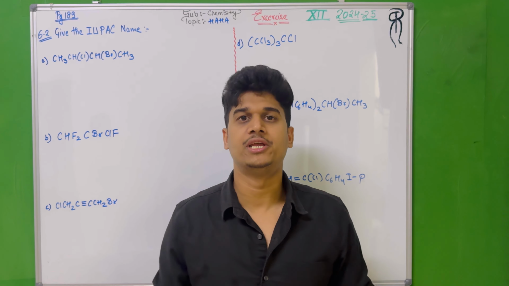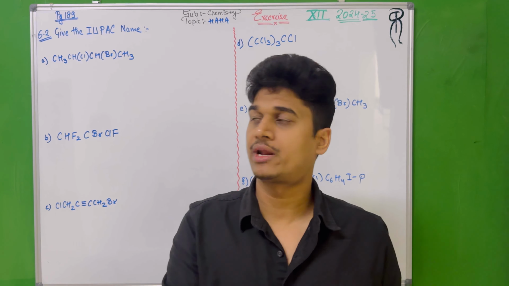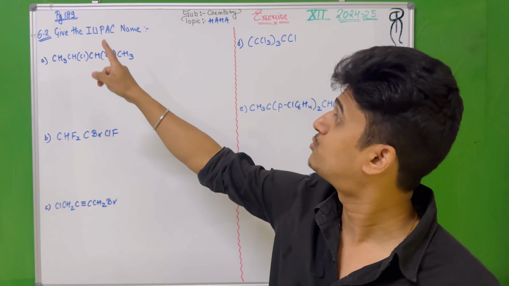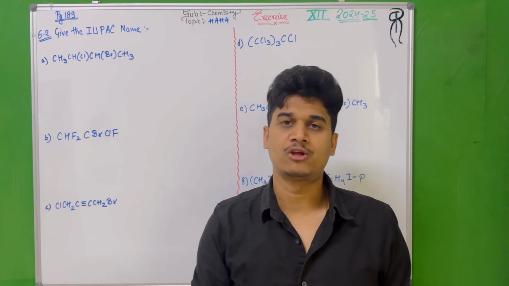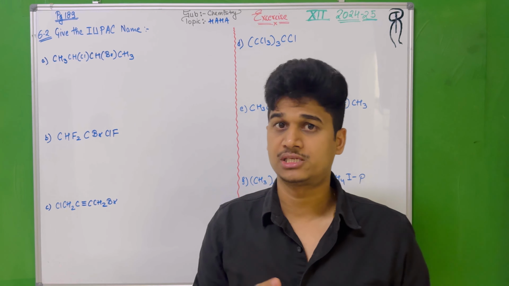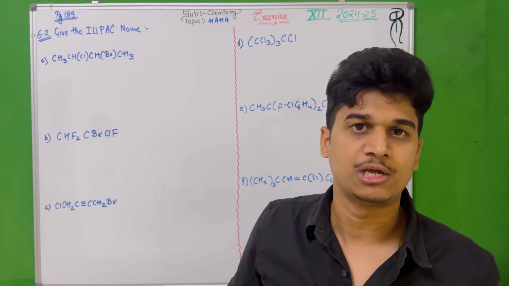Well, hello everybody, welcome back to Complete Chemistry. Today we have arrived at question number 6.2 on page number 189 of the exercise on haloalkanes and haloarenes. So let us start the question. The question is, give the IUPAC name of the following compounds.